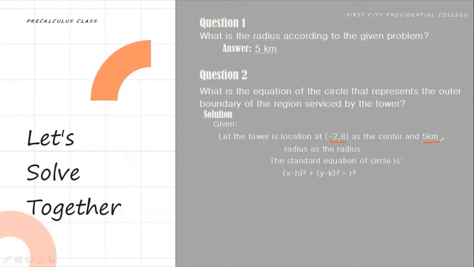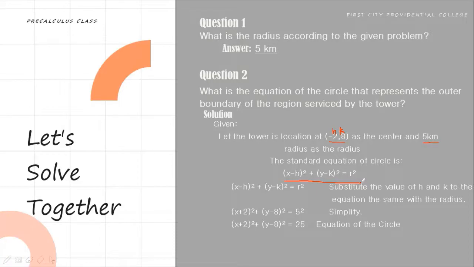So using the standard form, since our center is not (0, 0), meaning this is (h, k), right? So our h is -2, our k is 8. So we will use the standard equation, which is the quantity of x minus h squared plus the quantity of y minus k squared equals r squared. So we will just substitute the given h, the given k, and the given radius. So again, this is our equation.